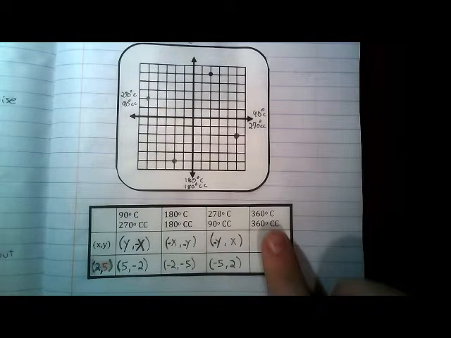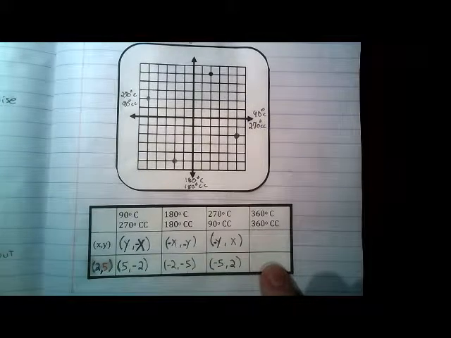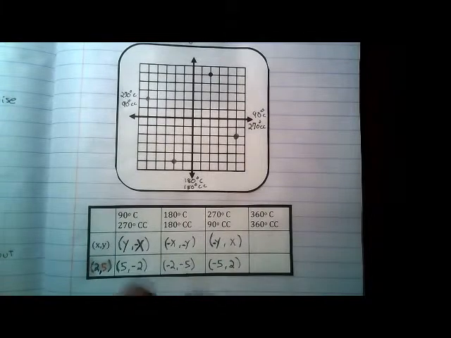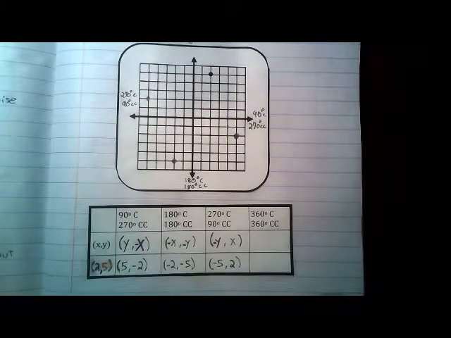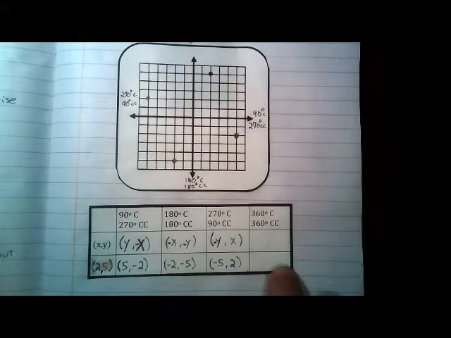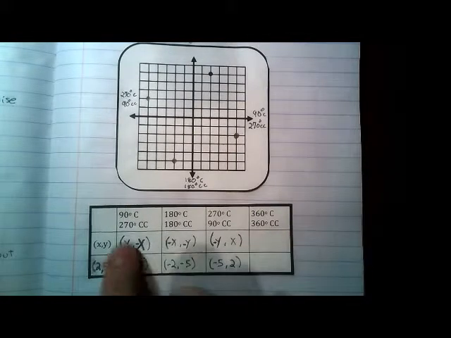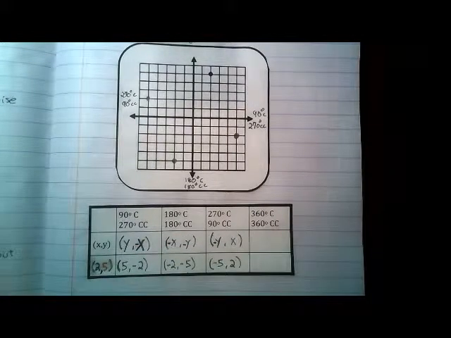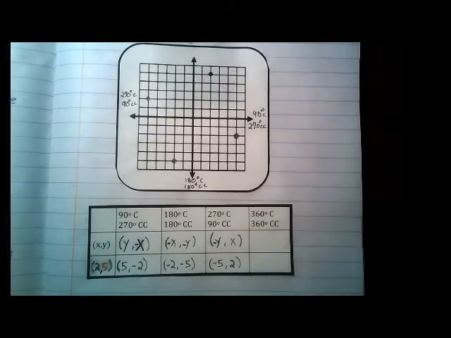For our last one, I want you to do that one yourself. What happens when you rotate it 360 degrees? What do you think happens to the point? How does it change? So I want you to write the point and then the general formula, like we wrote these 3 general formulas. And when you have your teacher check your answer, have them check this one as well.